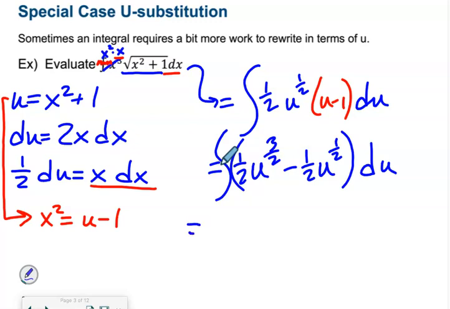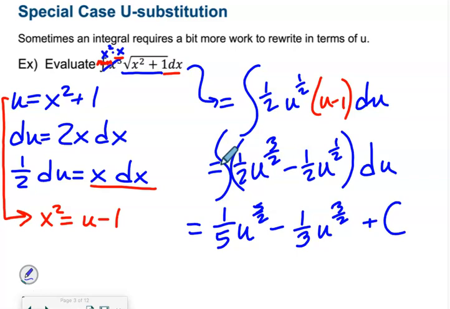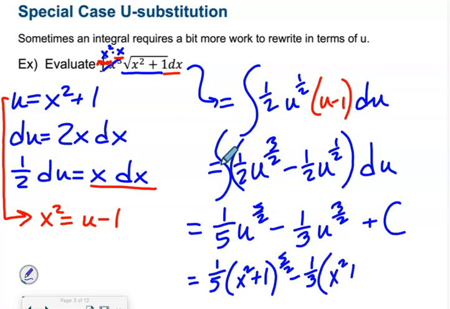Okay, and then it's just your typical raise the power by 1, divide by the power. U to the 5/2 divided by 5/2 is 2/5 u to the 5/2. See, when you multiply it by the half, you get 1/5 u to the 5/2 minus, and then this would be 2/3 u to the 3/2. So you get 1/3 u to the 3/2 plus c. Are we done? Why? Put the x's back in. 1/5 times x squared plus 1 to the 5/2 minus 1/3 x squared plus 1 to the 3/2 plus c.